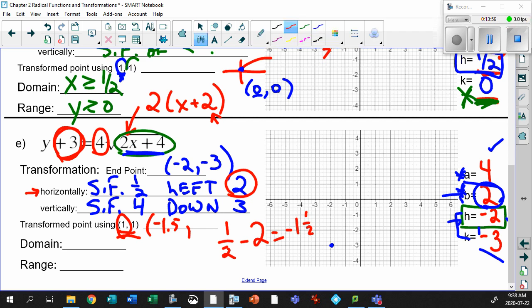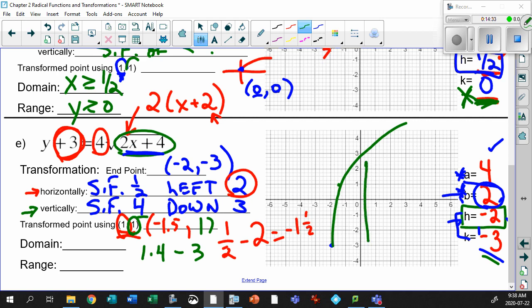Then, now, let's go vertically. Stretch factor of 4. So 1 times 4 is 4, right? And you're going down 3. So 1 times 4, down 3. So 4 minus 3, oh, that looks like 1. Oh, interesting. All right, so -1.5 and 1 looks like it's about right there. And guess what? There's your new graph out that way. Isn't that neat? And you can see that it's really, really stretched.